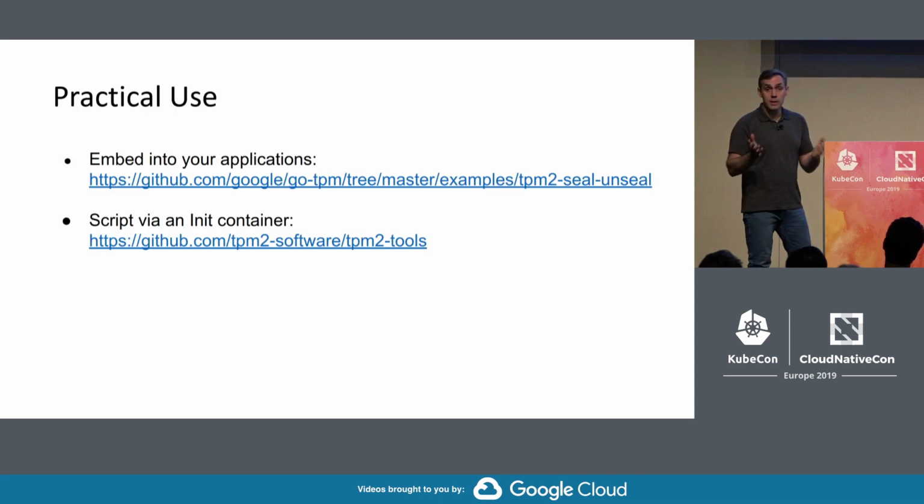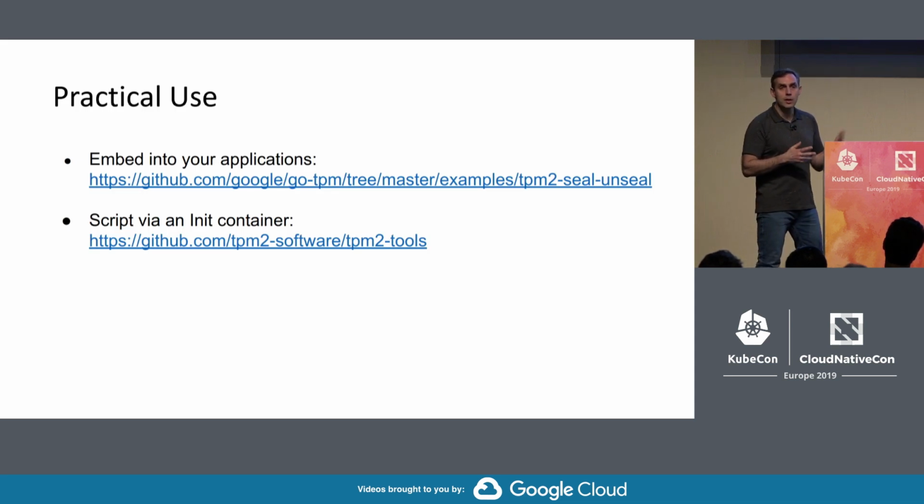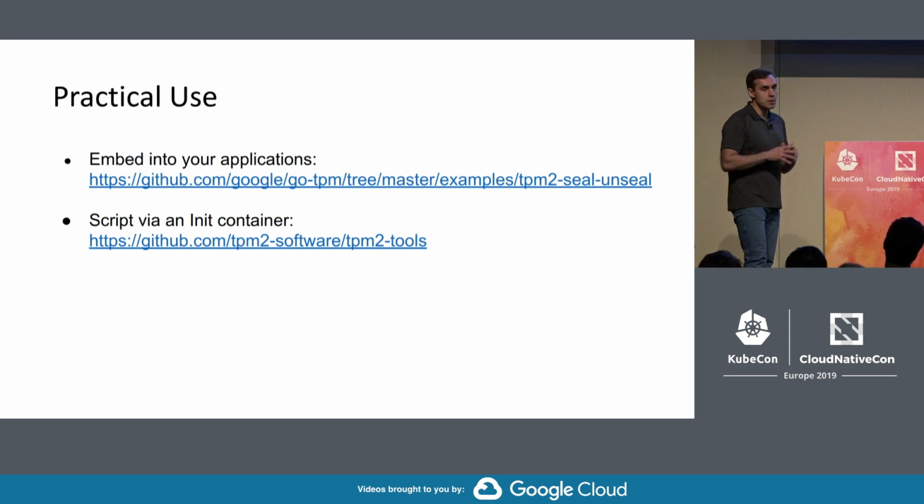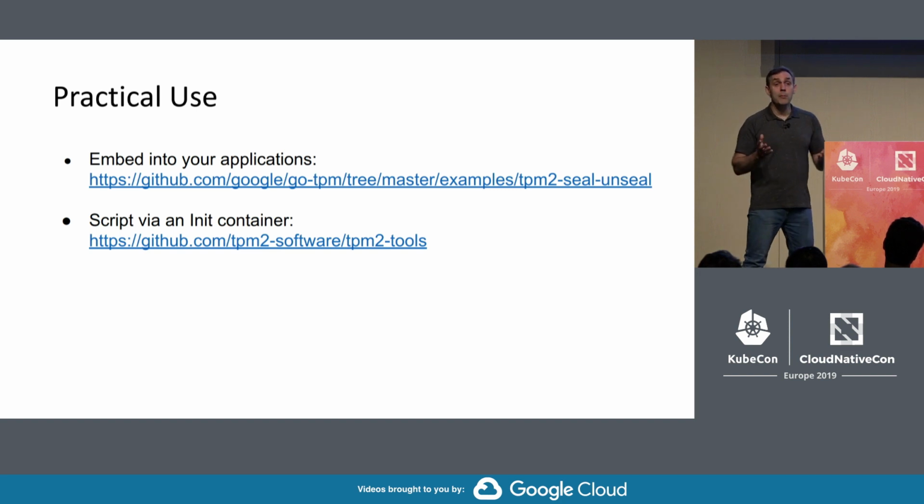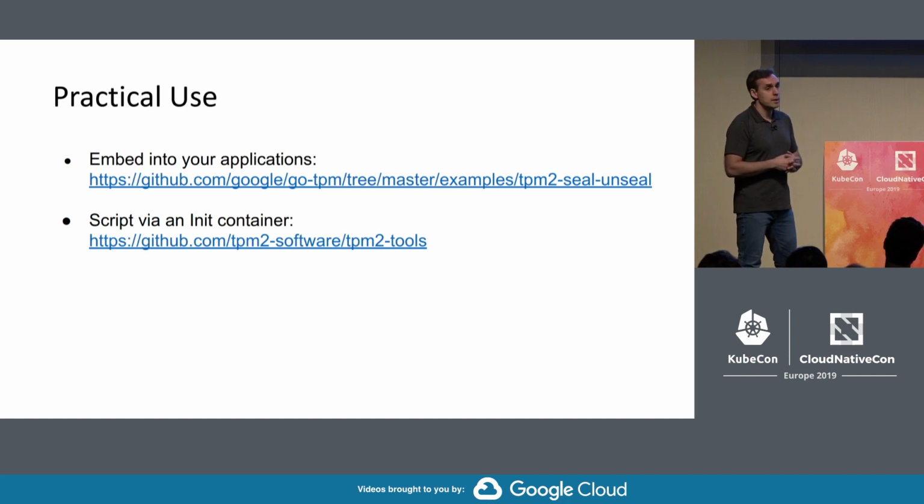So where do you go from here, assuming you're interested in this approach? How would you implement it in your environment? You have two options available to you. You can use a Go TPM library, which, thank you, Andrew, for being a great contributor there. I have an example here, TPM seal unseal. It's about 40 lines of Go code where you can instrument your application to seal and unseal secrets from TPM.